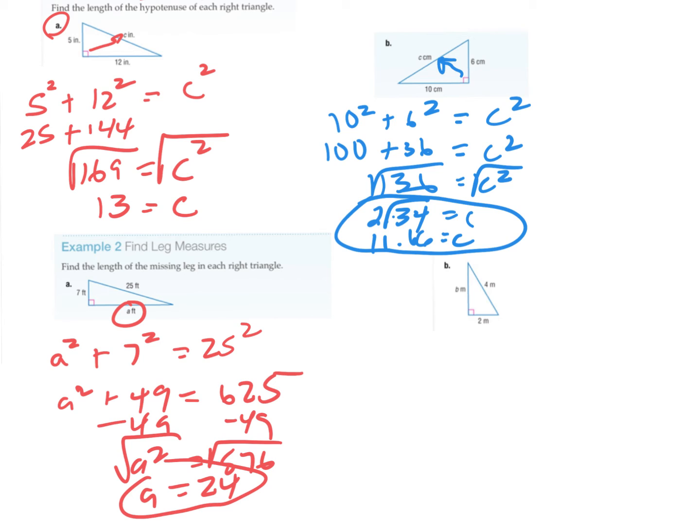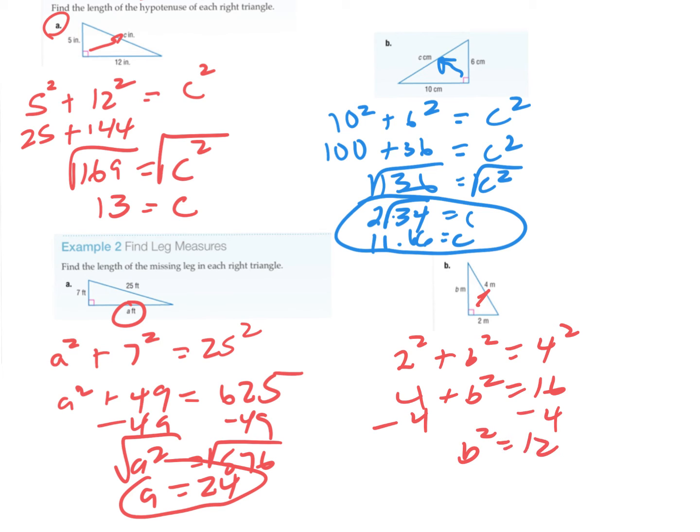All right, last problem, very similar. We have our hypotenuse given to us if you look across. So I'm going to take my a, which is 2 squared, my b squared, and in this case 4 squared. So this is 4 plus b squared equals 16. Subtract 4, I get b squared equals 12. And when you take the square root of both sides, I get the square root of 12, which will be 2 radical 3, but in decimal form, it's going to be 3.46.